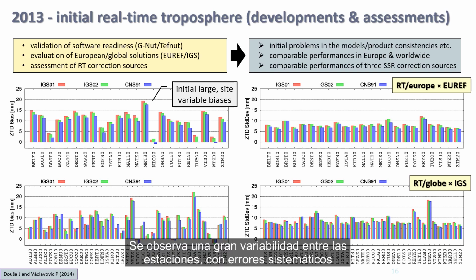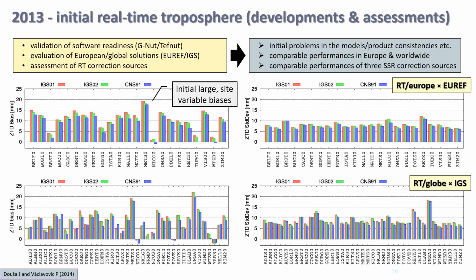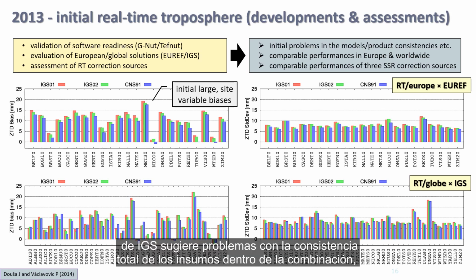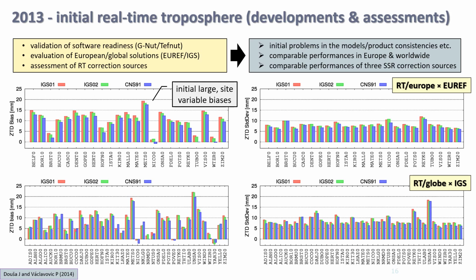High variability among stations is visible for systematic errors, still dominating the initial production, and attributed to the lack of knowledge about model consistencies. A better quality of corrections from CNES compared to IGS suggests an issue with full consistency of inputs within the combination, since theoretically the combination should bring the most reliable and accurate product.